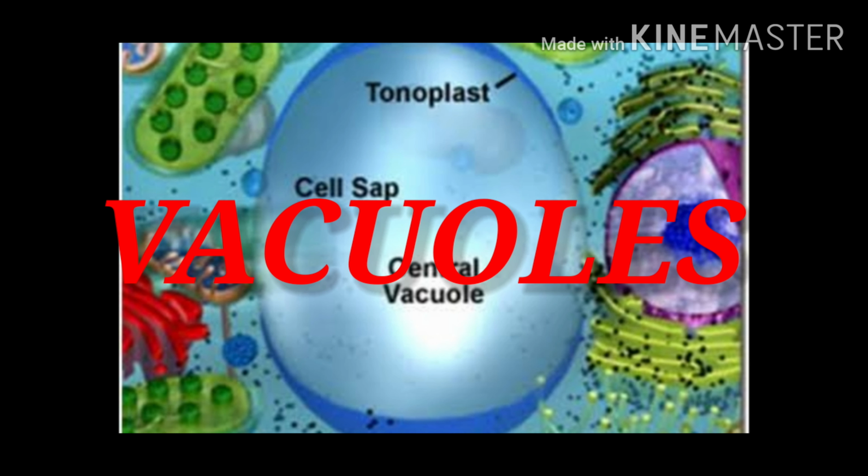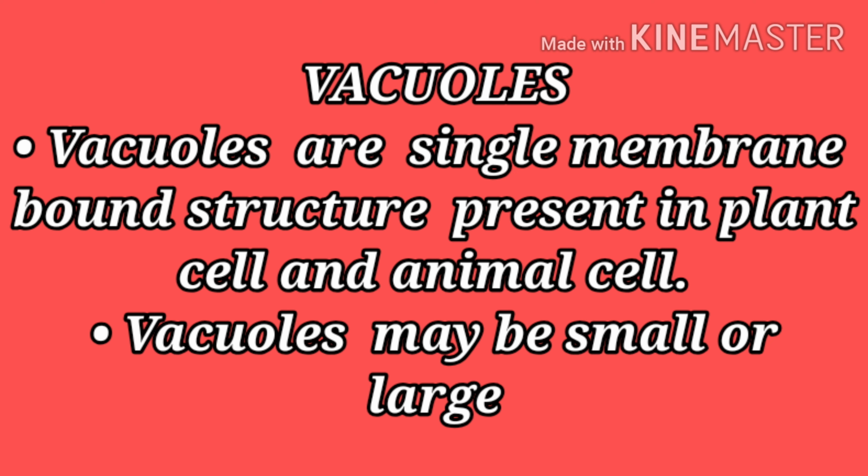In this video, students, we will read about the vacuole. That means what are the vacuoles, what is their structure, in which cell they are present, so everything about the vacuole. So let's start. Vacuoles are single membrane, that means it is surrounded by a single membrane, a structure mainly present in plant cell, animal cell and in some protista also.